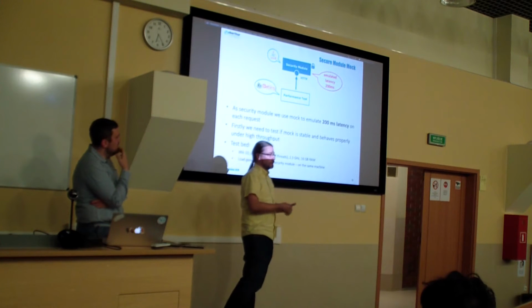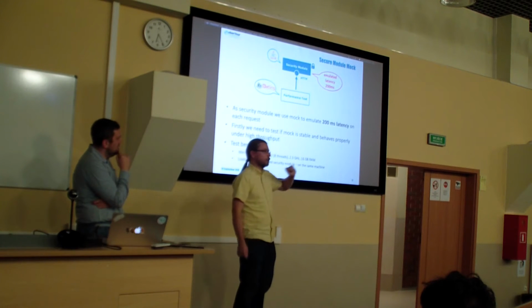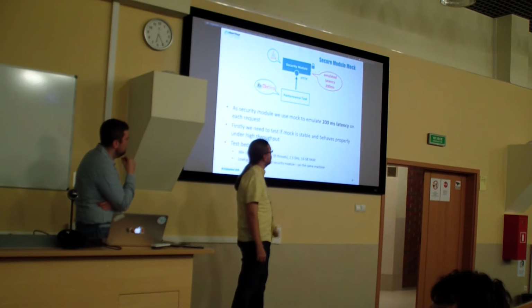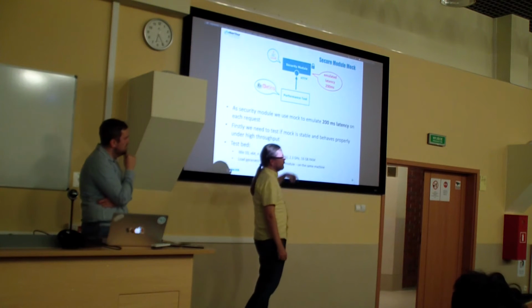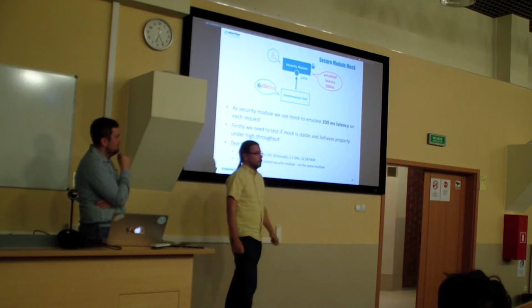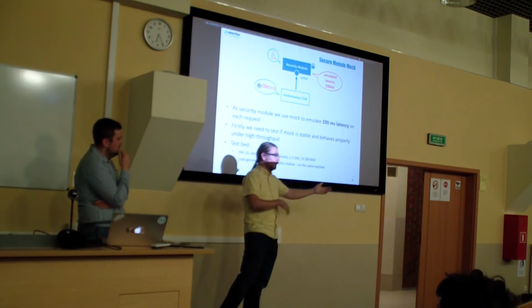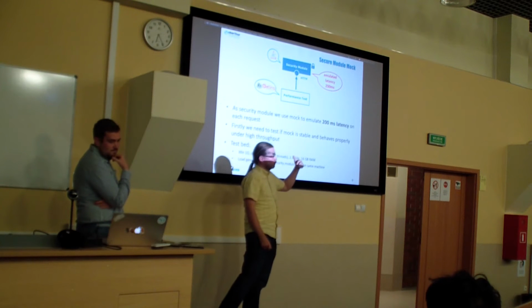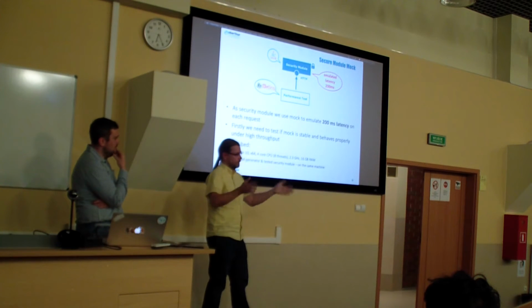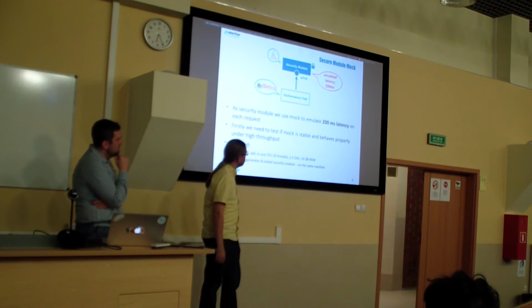It emulates latency. Each request to encrypt something to this module emulates a latency of 200 milliseconds. So I'm sending it a request, please cipher it for me, and I'm getting a response in 200 milliseconds. Okay, this is the encrypted message.